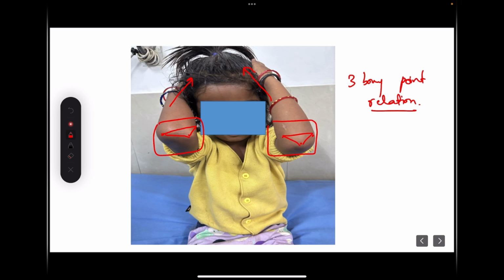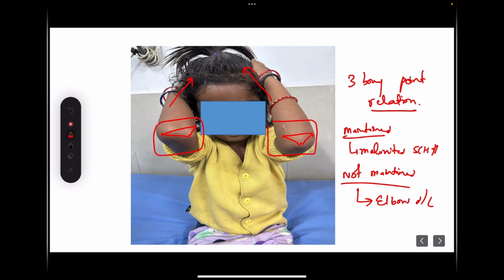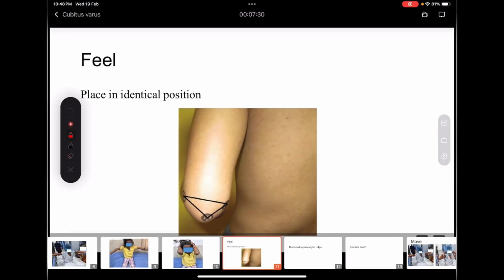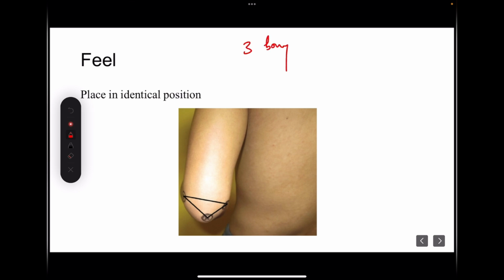This is how we see the three bony point relationship, and it is usually maintained in malunited supracondylar humerus fractures, and not maintained in elbow dislocation cases, lateral or medial condyle fractures, and sometimes in long-standing cases of malunited supracondylar humerus fractures. Now coming to the feel part, the first thing we should do is feel the three bony point relationship.